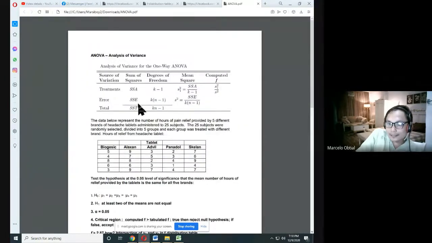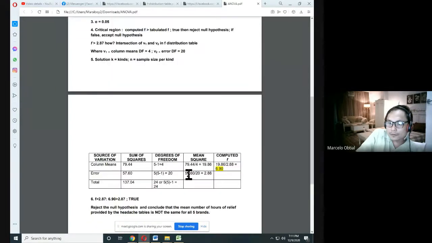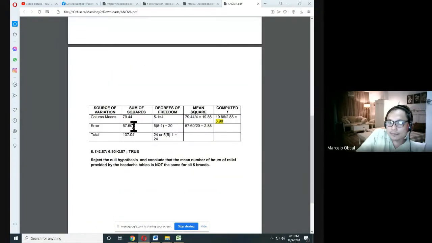Next, SSE divided by k, open close parenthesis, n minus 1. Okay, ito yung formula. So, that is 57.6 divided by 20. That will give you 2.88. So, meron na tayong value sa fourth na column.